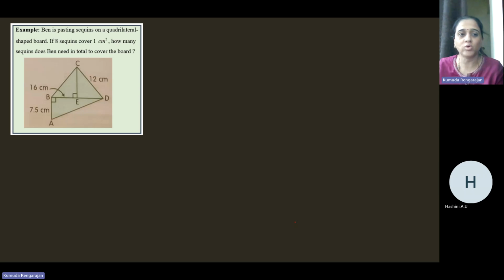Ben is pasting sequence on a quadrilateral shaped board. If 8 sequence cover 1 centimeter square, how many sequence does Ben need in total to cover the board?